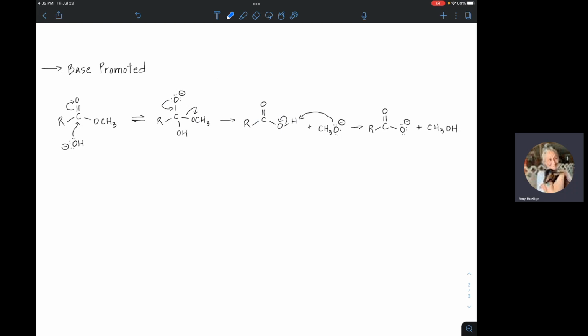Your hydroxide is going to attack your carbonyl. So your hydroxide is the nucleophile. The hydroxide is a better nucleophile than water, so we didn't have to protonate the carbonyl oxygen of the ester. If you did, right, you wouldn't have hydroxide in the solution, right? You'd have water. So we're doing this purely under basic conditions. We're going to form a negatively charged tetrahedral intermediate.